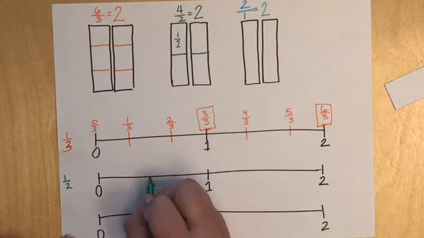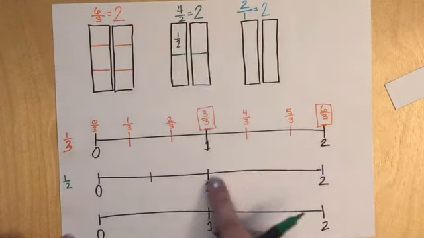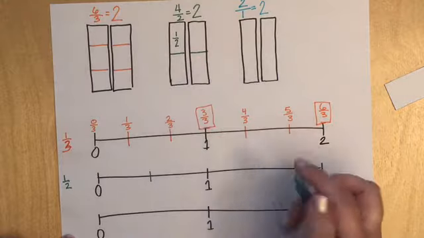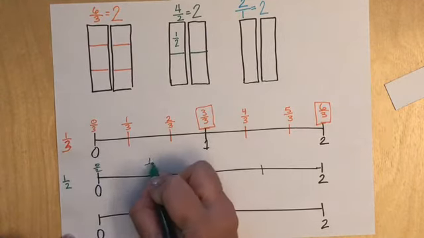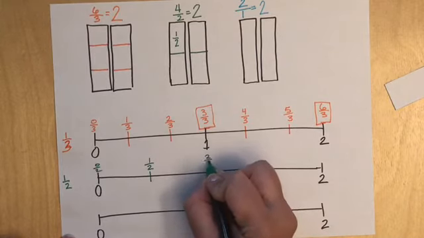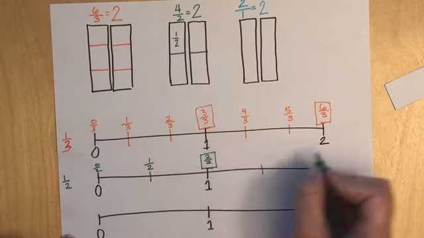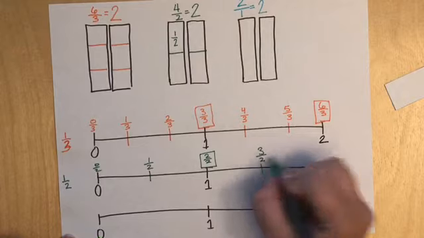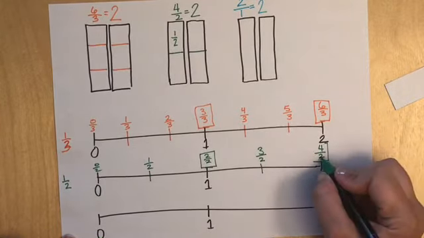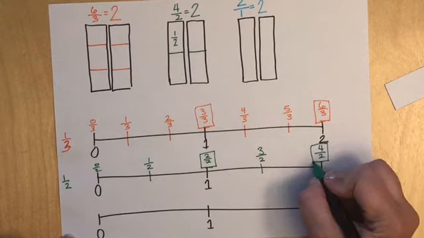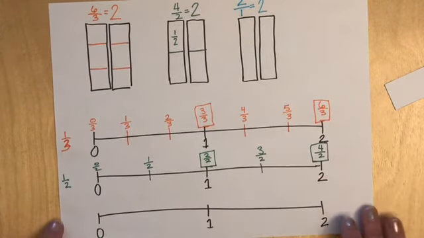All right, so our first whole is cut in half. Our second whole is cut in half. And so to label that, we have 0 halves, 1 half, 2 halves, or 1 whole, 3 halves, and 4 halves, or 2 wholes. All right, let's look at our third number line.